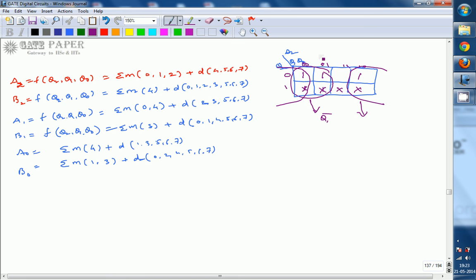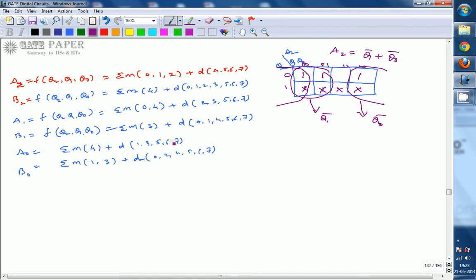So a2 is equal to q1 bar plus q naught bar. This is what you can get. Otherwise, q1 q naught bar also you can write. So this is a2. And next similarly you can find it for b2.